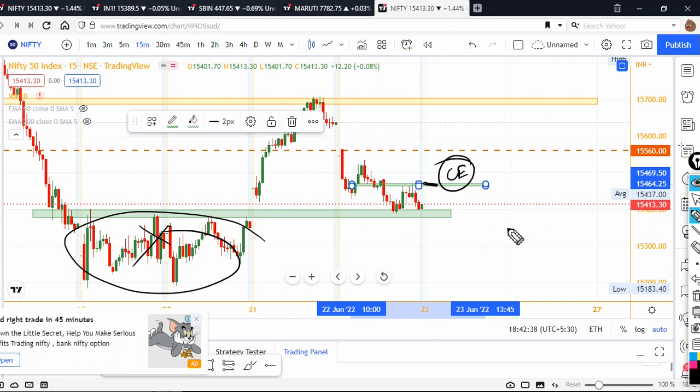So I'll repeat the analysis. The entire crux is that for PE, I'm not expecting a lot tomorrow. I will be going for a CE if the market opens flat. There can be one more scenario if the market opens flat, because this is a kind of double bottom forming.